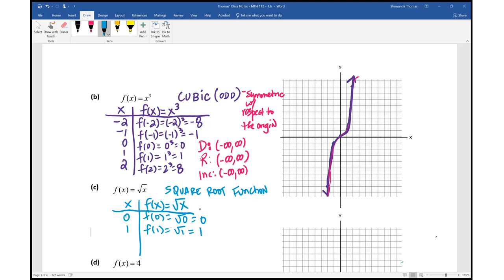But you may want to choose some numbers that you know the square root of, like 4. F of 4 equals the square root of 4, which equals 2. What about 9? F of 9 equals the square root of 9 equals 3. So here are some points that we have: (0, 0), (1, 1), (4, 2), (9, 3).